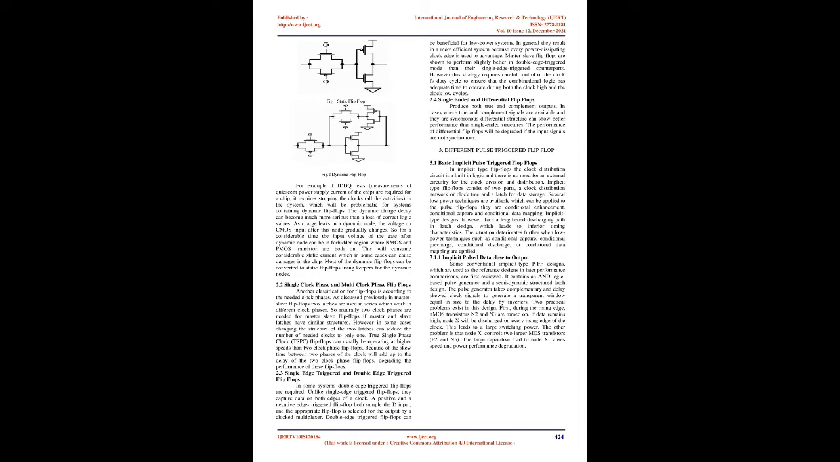As charge leaks in a dynamic node, the voltage on the CMOS input after this node gradually changes. So for a considerable time, the input voltage of the gate after the dynamic node can be in the forbidden region where NMOS and PMOS transistors are both on. This will consume considerable static current, which in some cases can cause damage in the chip. Most of the dynamic flip-flops can be converted to static flip-flops using keepers for the dynamic nodes.